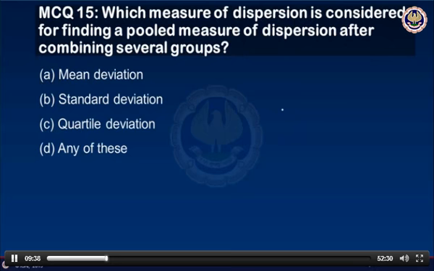MCQ 15. Which measure of dispersion is considered for finding a pooled measure of dispersion after combining several groups? Option A, mean deviation. Option B, standard deviation. Option C, quartile deviation. Option D, any of these. If you look at the study material, for the pooled mean, if you have two groups, the standard deviation can be computed, and with its help we can find the pooled measure of dispersion. So the appropriate answer for this question is option B, standard deviation.